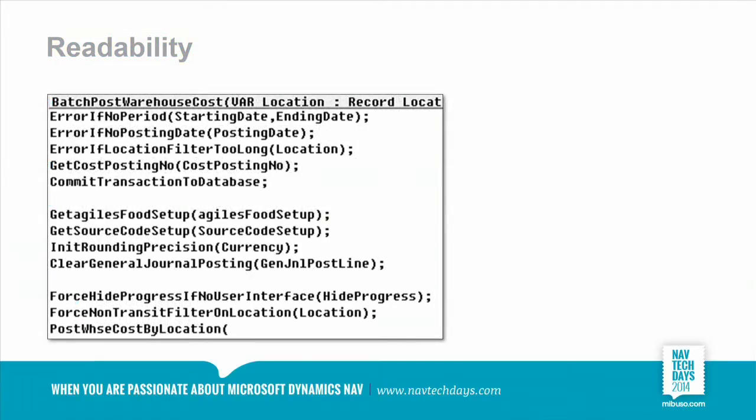Readability, just an example from another method in a vertical. This is about batch posting warehouse costs, something that most of you may have already written. So what this method does is defined by the method header. It says error if no period, error if no posting date, error if no location filter, or error if location filter too long, get cost posting number, commit transaction to database.